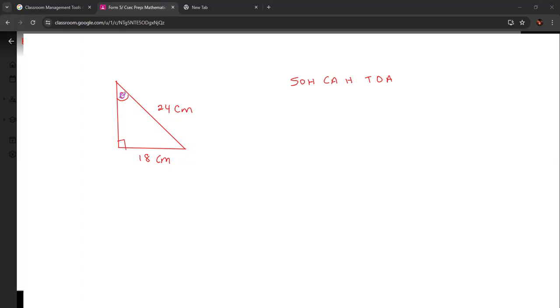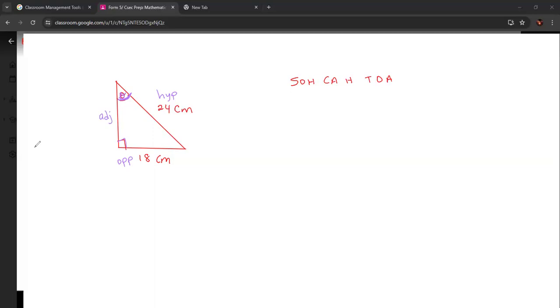The angle that is given determines which one is the opposite and the adjacent. So we're looking for this angle. The side that is opposite, that is going to be your opposite. The side that is opposite your right angle, that is your hypotenuse. And then the third side, which is next to the angle, will be your adjacent.